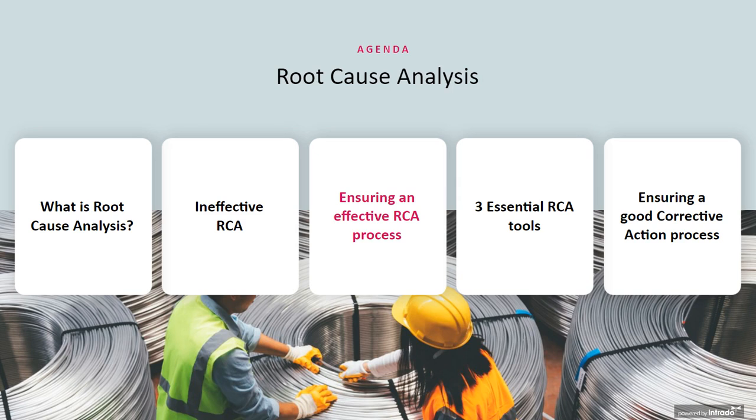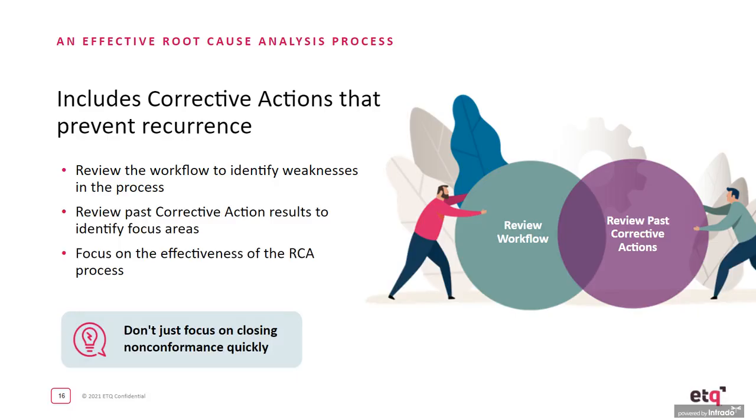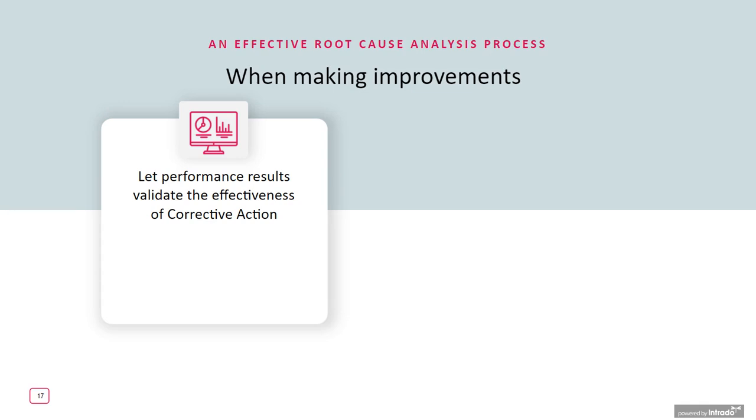So now that we've discussed the ineffective root cause analysis, let's talk about how we can ensure an effective root cause analysis process. An effective root cause analysis process will result in corrective actions that prevent recurrence. You can review the workflow to identify weaknesses in the process. You can also review past corrective action results to identify focus areas. And the focus should be on the effectiveness of the root cause analysis process, not just getting the nonconformance closed as quickly as possible. Once again, it's not just a time issue, it's really more about the effectiveness of the root cause analysis, which ultimately leads to an effective corrective action.